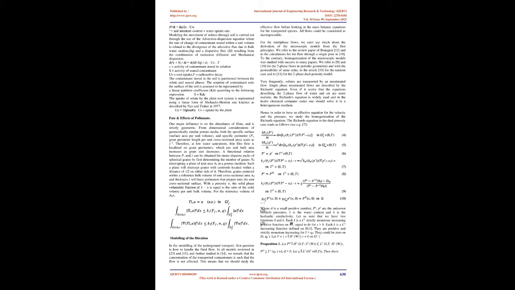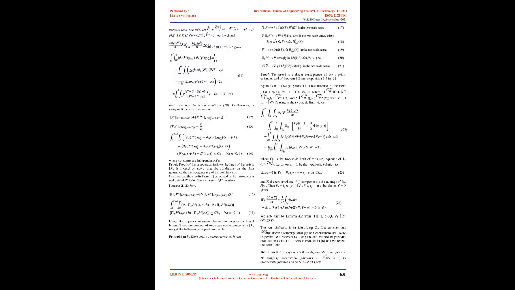Such a plane will intercept grains with centroids located within a distance of half the grain diameter on either side of it. Therefore, grains centered within a reference bulk volume of unit cross-sectional area A0 and thickness equal to the grain diameter will have perimeters that project onto the unit cross-sectional surface. With a porosity n, the solid phase volumetric fraction of 1 minus n is equal to the ratio of the solid volume per unit bulk volume. For the reference volume of A0.